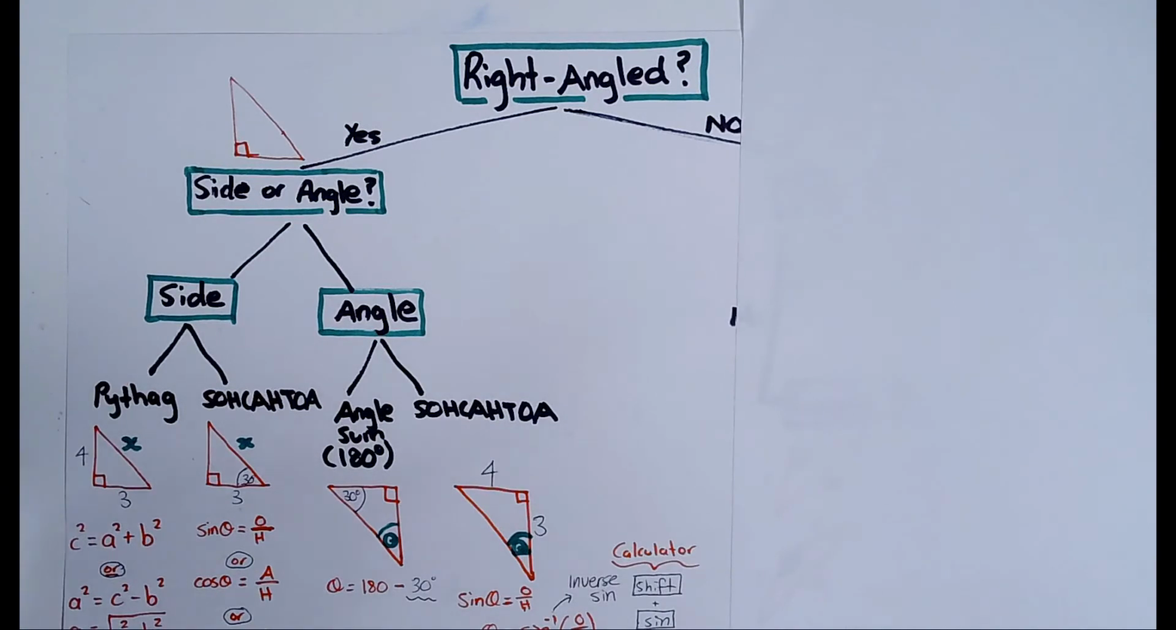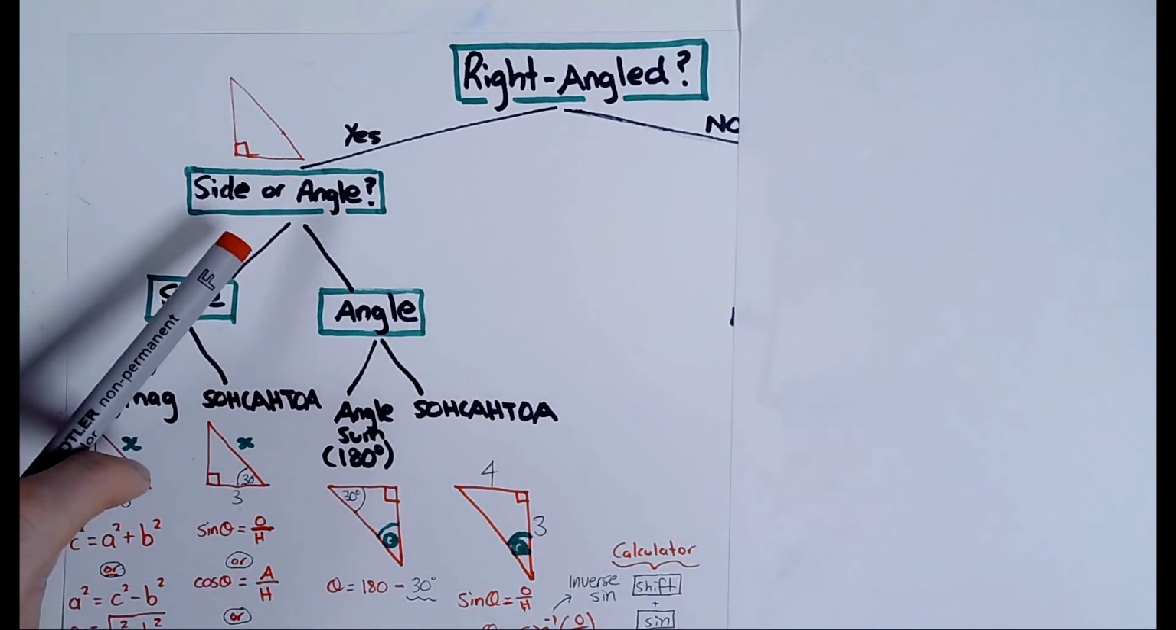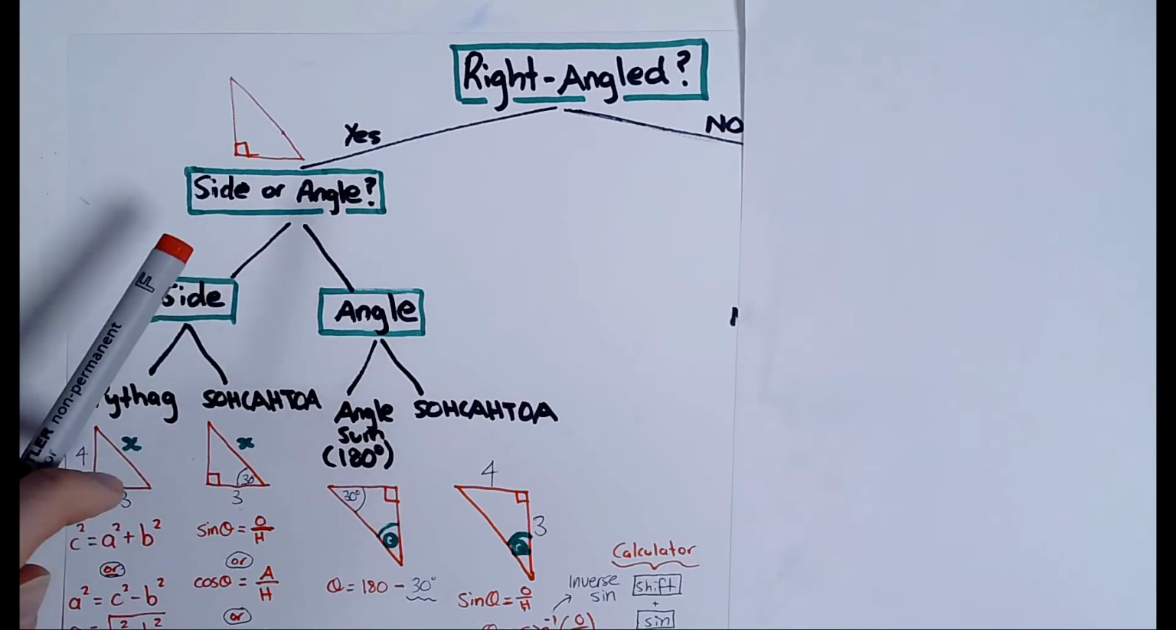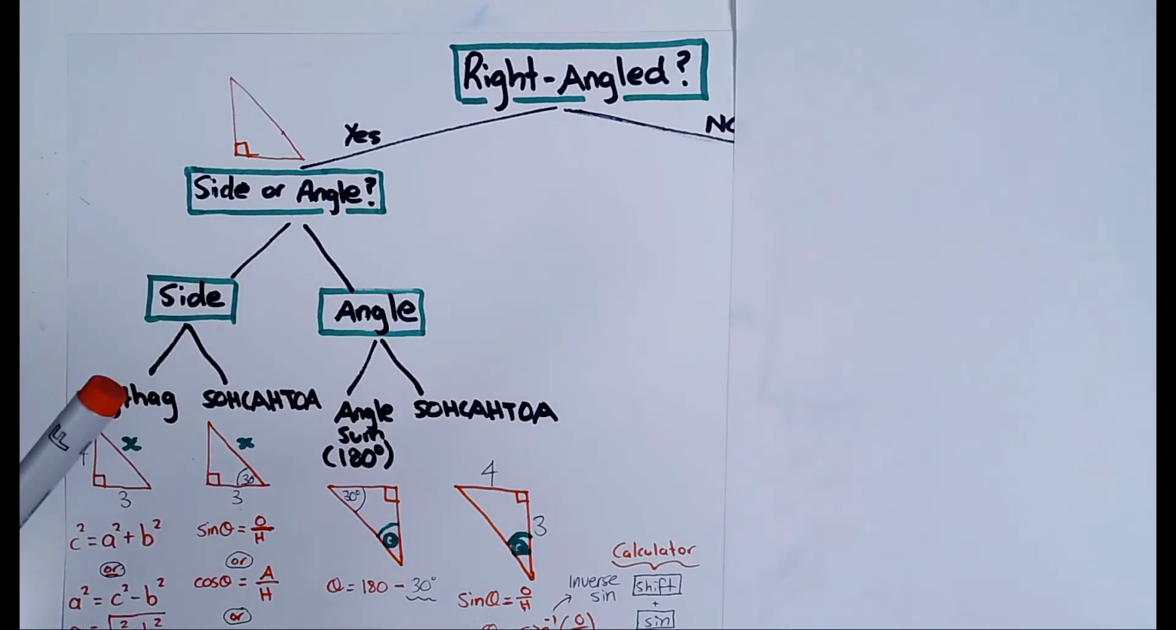But assuming there's a 90-degree angle, a right angle, then the next question you ask yourself is, am I trying to find a side or an angle? What's missing in the diagram? What does the question want me to find? If they want me to find a side, we go down here.